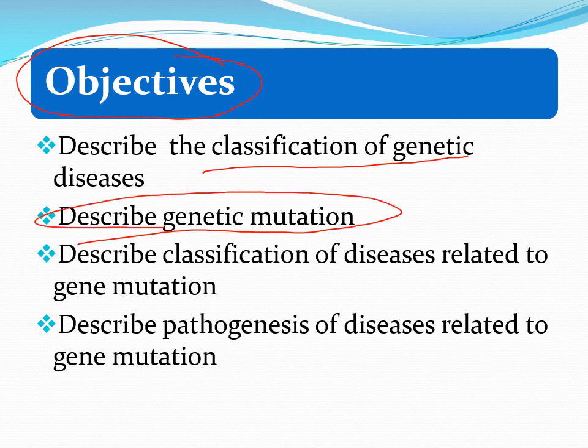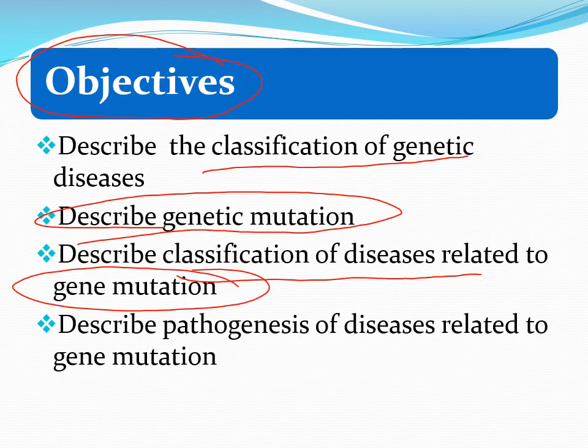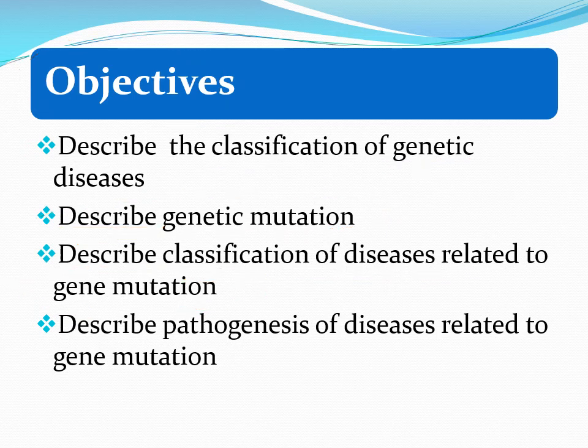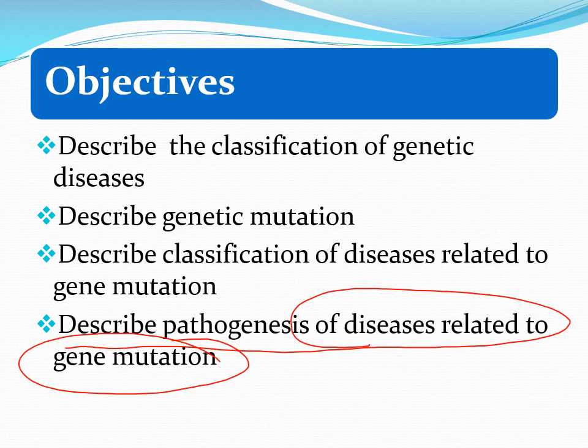Why do we need to describe them? Because we have seen some of the genetic diseases occur due to gene mutation. That's why our second learning objective will be to describe gene mutation. The third learning objective will be classifying disease which fall under category of gene mutation. As we have seen that genetic diseases are classified, and after classifying them, we are starting to discuss one class. After discussing it, we have to mention the disease which fall under that category. After that, we have to describe the pathogenesis of the disease which fall under category of gene mutation.